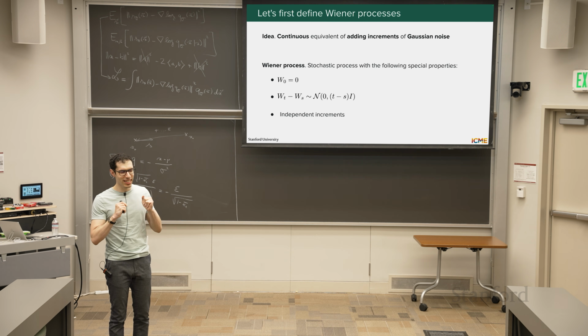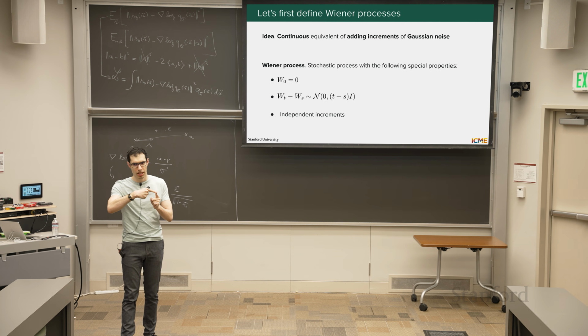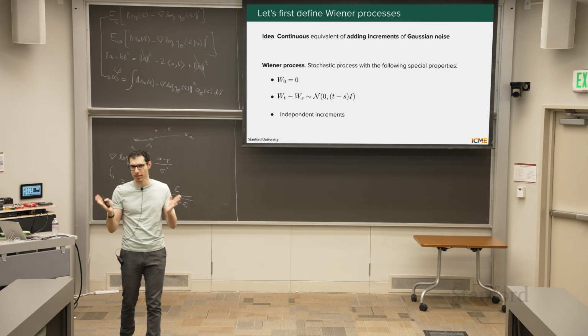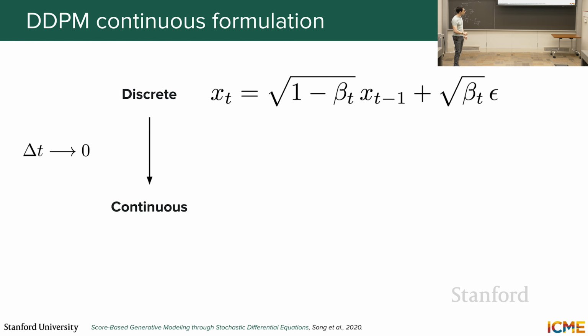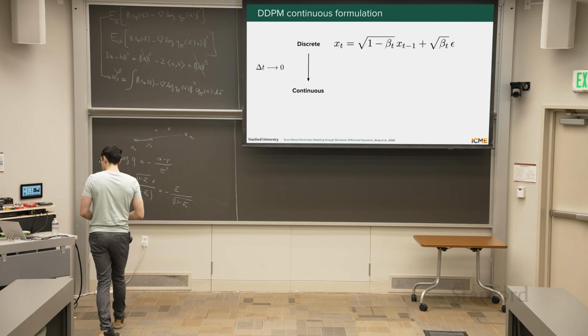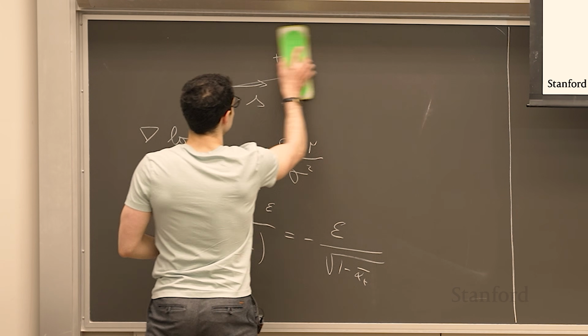One thing I want to say is that what is independent is the increments and not the value of Wt itself. Because you can imagine that Wt will depend on Wt minus 1, and so on. So what we're saying is that the increments are independent from one another. With that in mind, we can derive a continuous formulation of DDPM and NCSN. In the interest of time, I'm only going to derive the DDPM case.